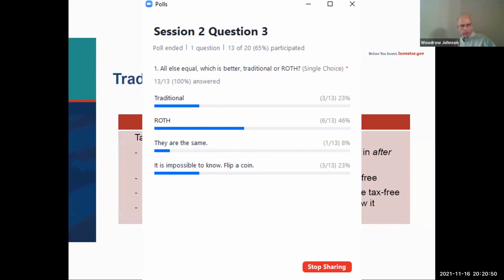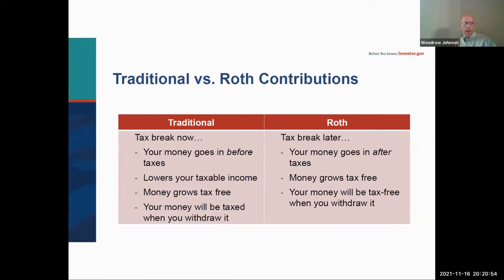My first answer is they're the same. It's identical. There's no difference. If you do the math, it turns out that whether you pay taxes now or later, either way, you end up with the same. So my first answer is the third one. They're identical. That's my first answer.